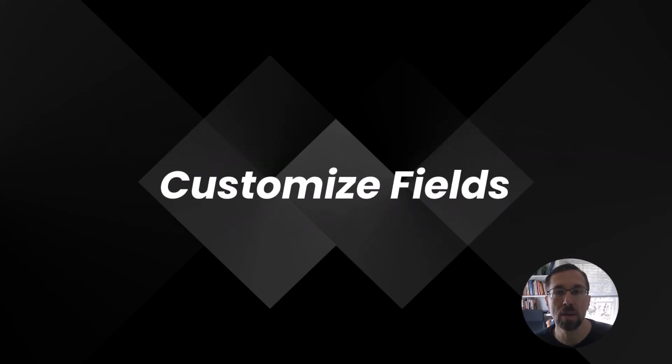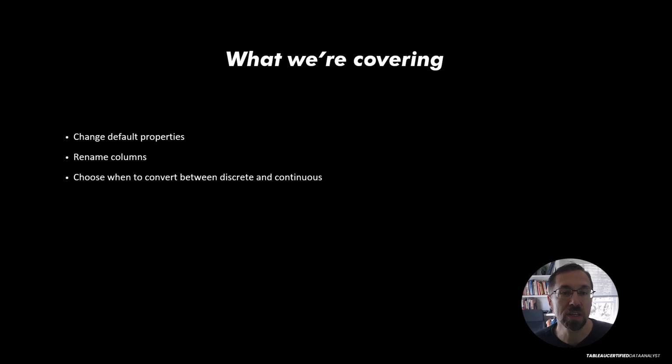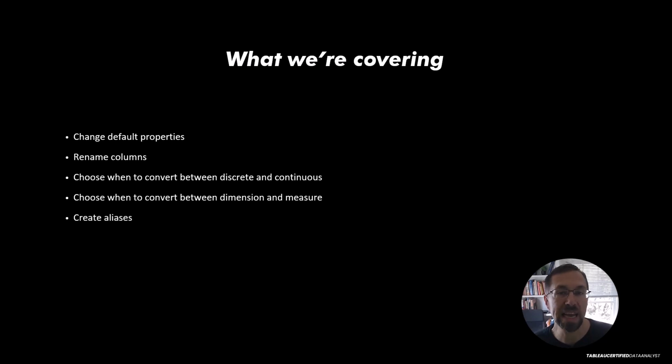Today we're going to be talking about customizing fields, and there are subtopics under this topic. So what we're going to cover here is changing the default properties, then renaming columns, choosing when to convert between discrete and continuous, choosing to convert between dimension and measure, and finally creating aliases.